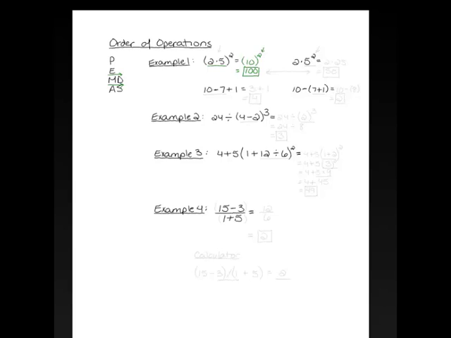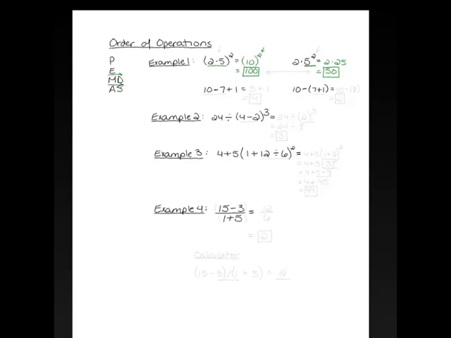Now, the next example looks very similar, except there are no parentheses. So following the order of operations, there are no parentheses. The next operation would be exponents. So we need to work with the exponent before we deal with the multiplication. So we have 2 times 5 squared is 25. Now you can multiply. 2 times 25 gives us 50.